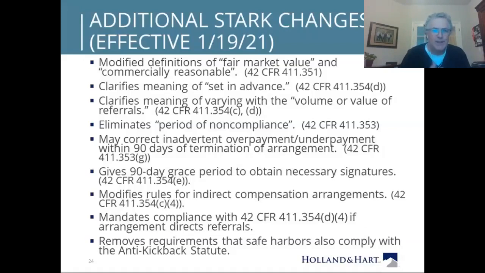Well, that's been in place for a long time, but under these Stark law changes, in order to be able to direct those referrals, you have to make sure that the compensation arrangement is set prospectively, not retroactively. Under the old employment safe harbor, you didn't have to set the compensation prospectively, so you could change and modify the compensation at any time. But if you are going to have that employment relationship and also require the physician to direct referrals to you as the employer, then you've got to make sure that compensation arrangement is structured prospectively and can't be changed retroactively.